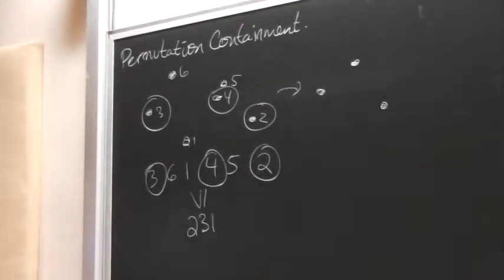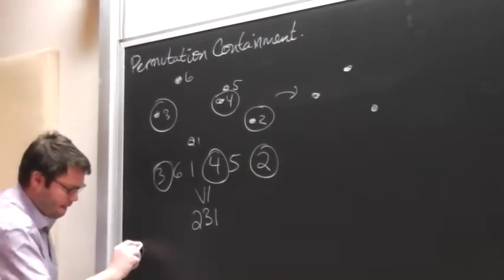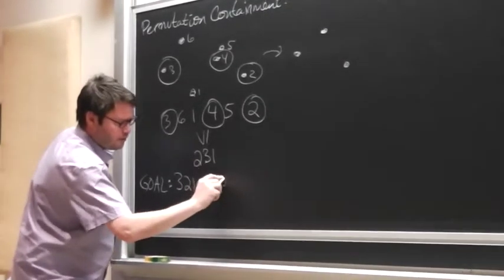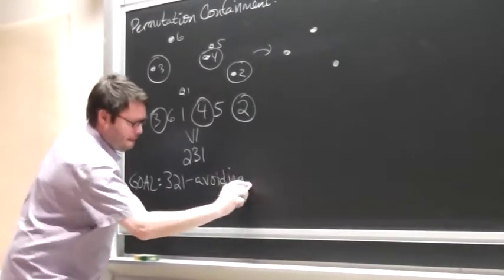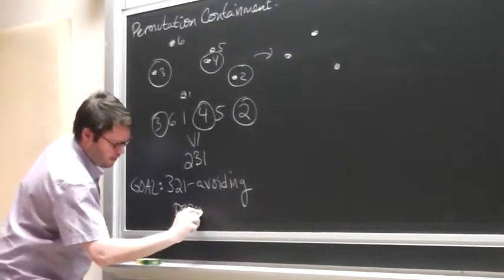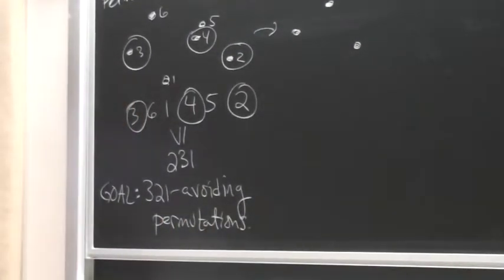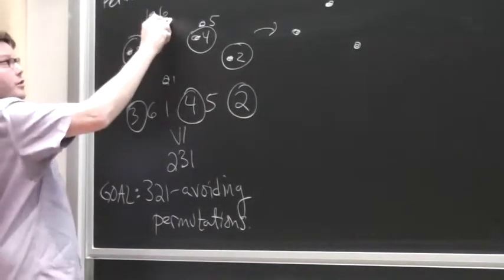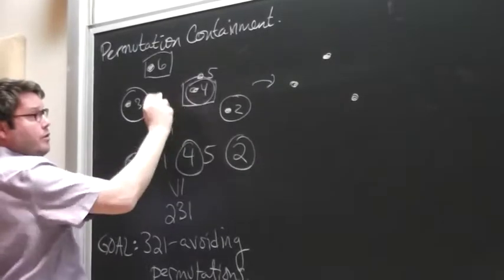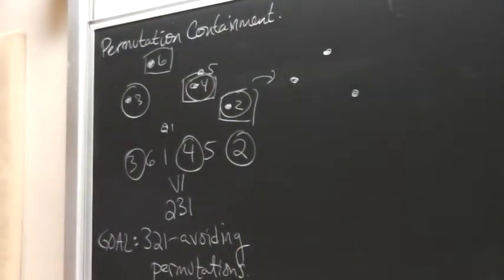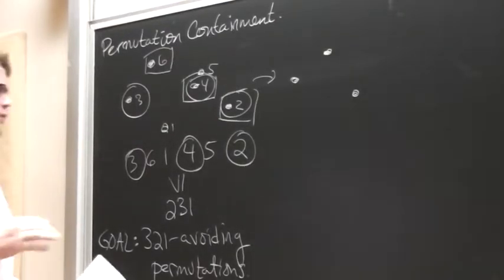And like Jerome said, the goal today is to talk about 3, 2, 1 avoiding permutations. The example I drew is not 3, 2, 1 avoiding because I could take the 6, the 4, and the 2, and that's a copy of 3, 2, 1. But I'm going to talk about a few different classes throughout.